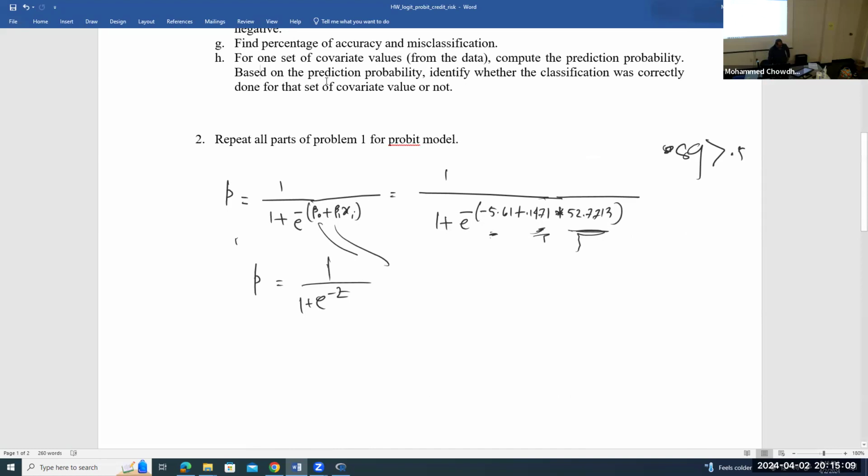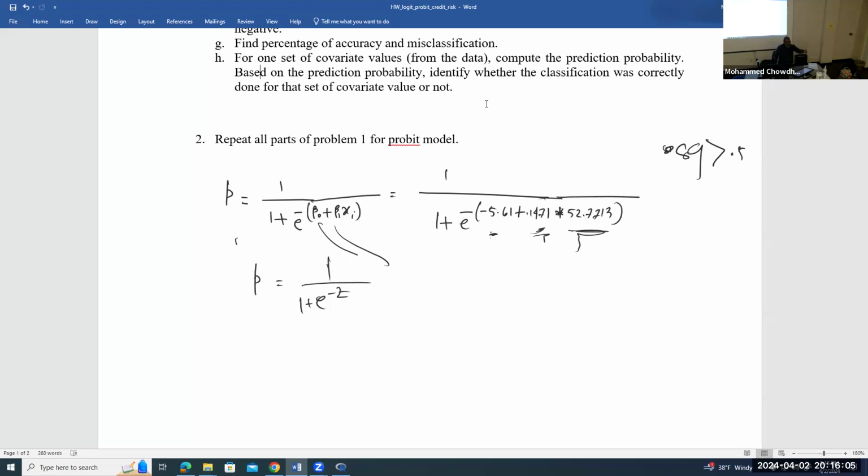So then based on that, see, for one set of covariate values, compute the prediction probability. Based on the prediction probability, identify whether the classification was correctly done for that set of covariate values or not. When I plug in 52,000, our probability is saying upgrade, but when I take a look at the data, I said no upgrade, right? That means misclassification, right? So you have to take a set of data, that means a set of covariates, and then predict these things. After predicting, if your predictive probability is 0.70, then you match it with the data. Are you understanding? Are you understanding? No? Yes or no?